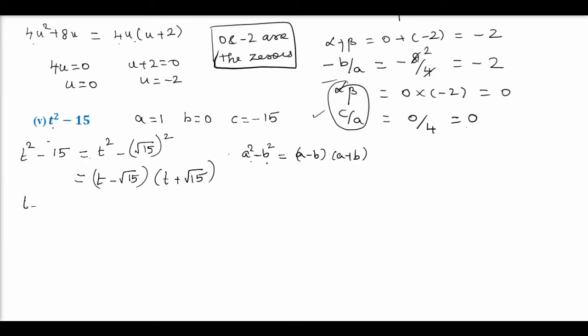Alright, now we equate the factors to 0. T minus root 15 equals 0 gives me t equal root 15. T plus root 15 equals 0 gives me t equal minus root 15. Now the roots here, root 15 and minus root 15, are the zeros of the given polynomial.